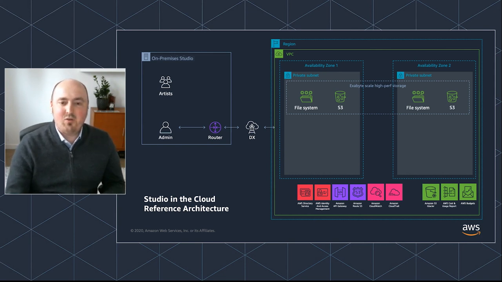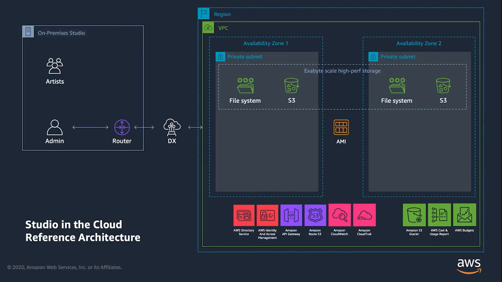I think that's an important value prop just to dig into here. We talked a little bit about Amazon Machine Images. This is where all of your software is stored. We provide AMIs, particularly on the batch rendering side, that you can quickly use that include all of your favorite software: Arnold, V-Ray, Houdini, et cetera.